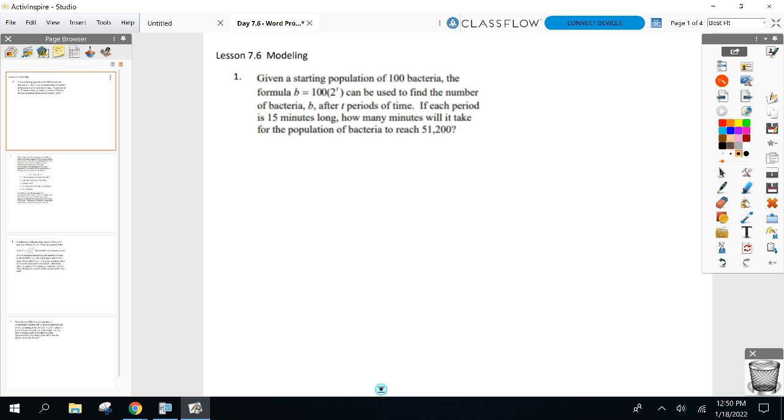I'm going to try to get through 3 out of these 4 today. So let's start with this bacteria problem. Here's the formula. I'll give you the formula every time. You won't have to make it up. Your job is, what do I need to plug in for, and what am I solving for? So it's good to know, number 1, what does each variable mean? Read through the problem carefully. In this one, B is number of bacteria, and T is the periods of time.